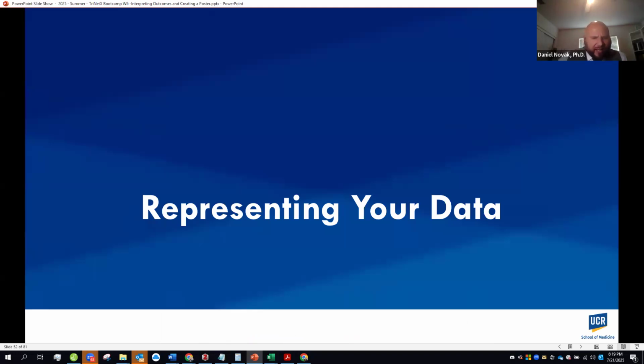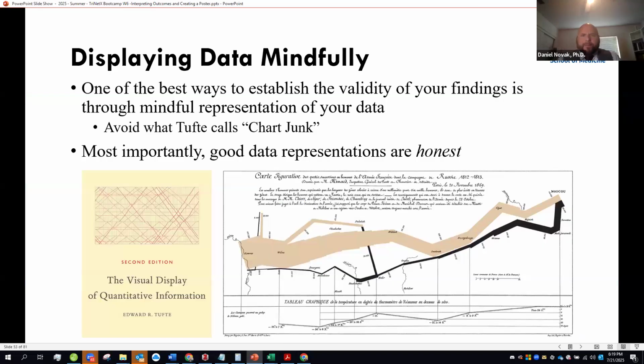So as we keep going, I'm going to share a couple of ideas for representing your data when you're developing your final manuscripts. One challenge that I often find in working with med students and residents and attendings is you all don't necessarily get a lot of training in data display. That's exactly as it should be, because you're becoming clinical medical experts, and that is what you're out there for. But I think one of the best ways to establish the validity of your findings is through mindful representation of your data. So we're going to talk a little bit about what it means to display data mindfully and some ways that we can do that.